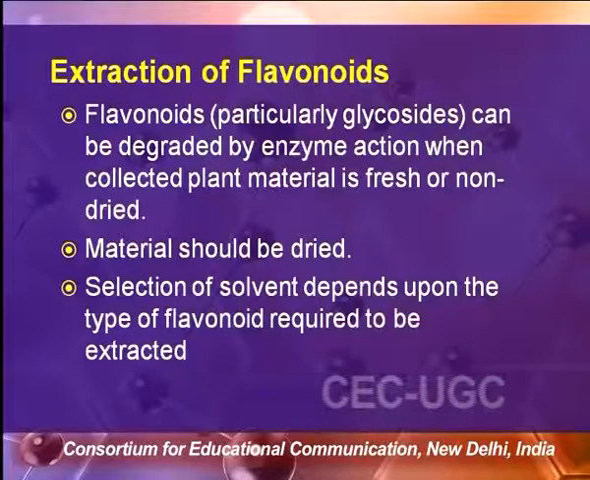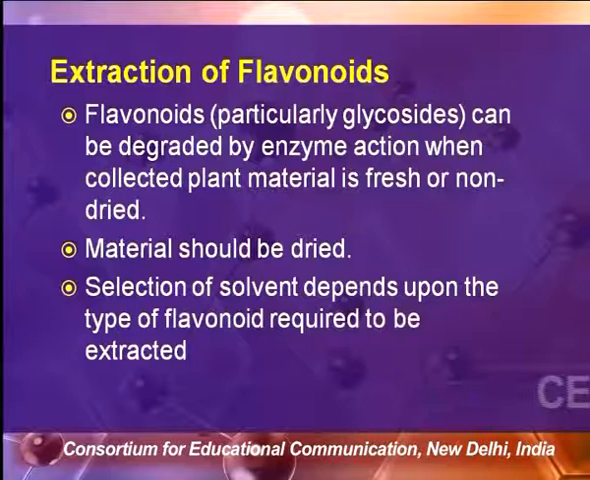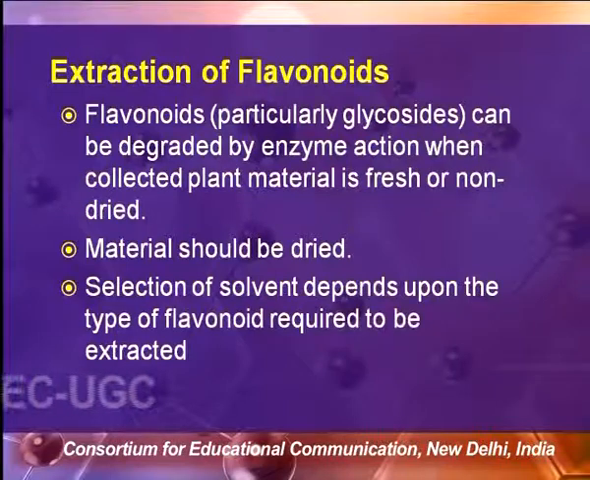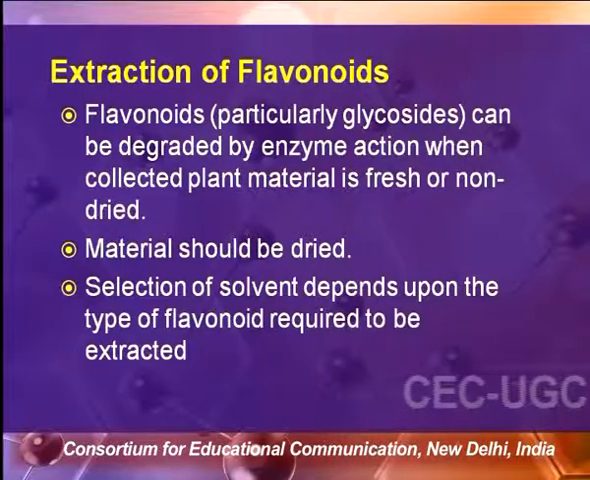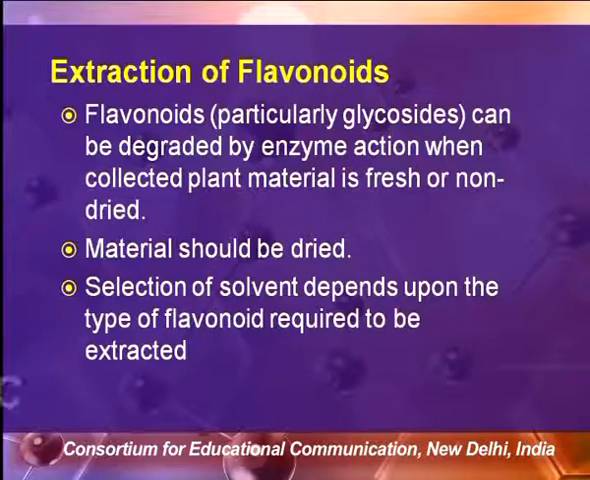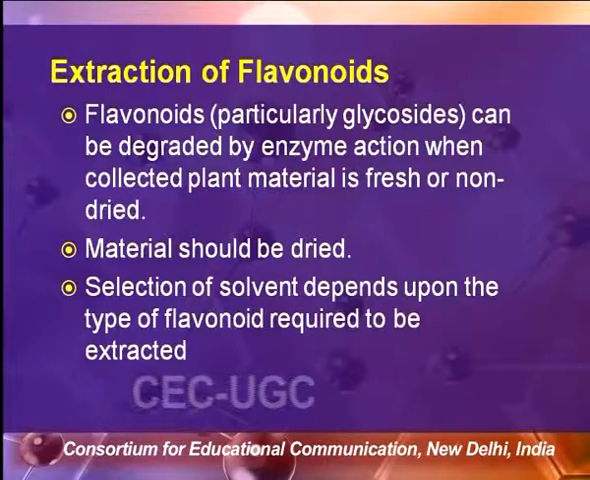Now we move on to the extraction of flavonoids, and since these compounds largely occur in the glycosidic form, they have a tendency to get degraded by enzymes if the plant material is not dried properly. So the prime requisite, if you want to extract the flavonoids from a particular plant, is that you should immediately dry the plant material after collection, so that all the moisture and the enzymes which can cause hydrolysis of those glycosides get deactivated, and you can then extract the flavonoids.